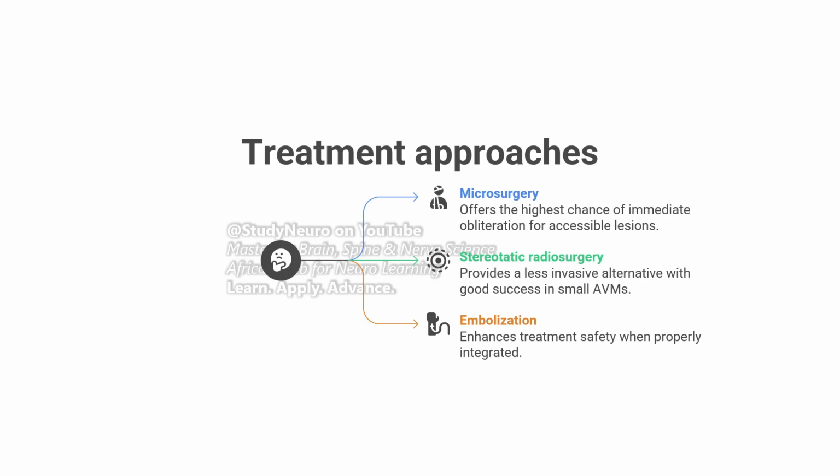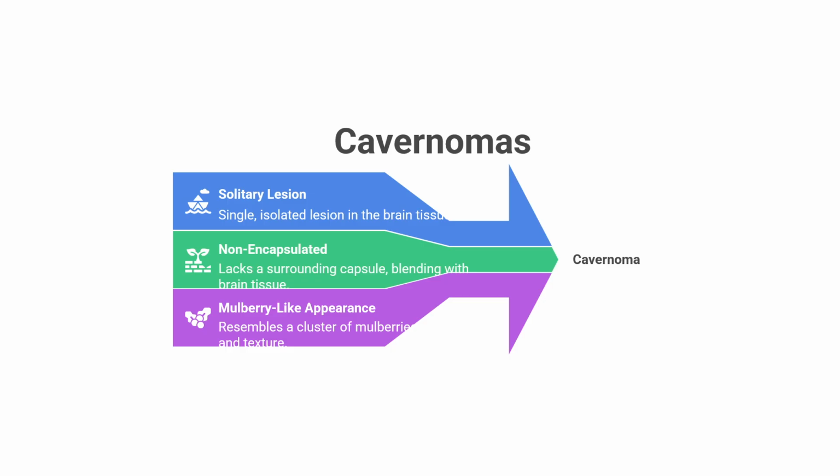However, embolization-induced tissue hypoxia may stimulate angiogenesis and increase the risk of recurrence if not followed by definitive therapy. Now we'll talk about cavernomas, which are also called cavernous venous malformations.